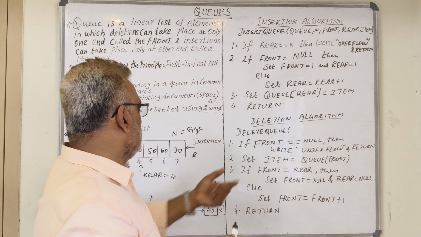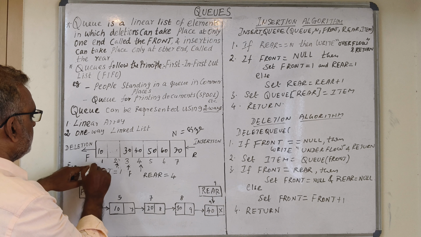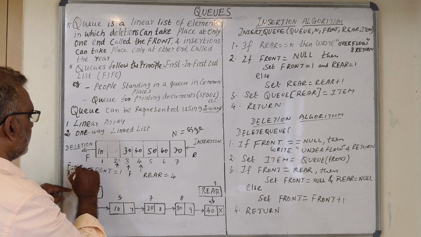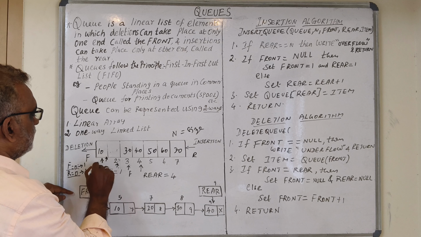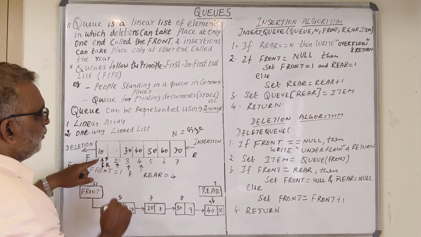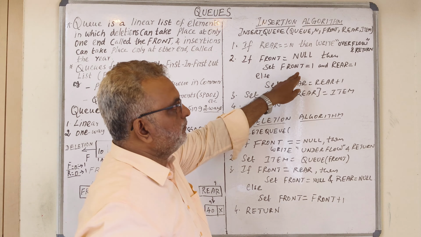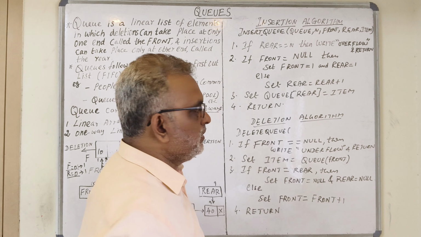So what do we have to do? Initially both the values are 0. We have to increment both the front as well as the rear to 1. So what will happen here? Both the values come to this location 1. That is the meaning. Else, set rear is equal to rear plus 1.